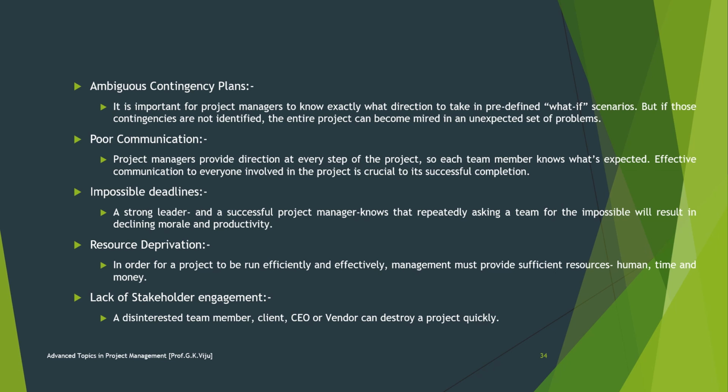Impossible timelines. During the project planning itself, we provide sufficient time, sufficient budget, sufficient schedule. In between, for example, if the project manager repeatedly asks the team to complete the project or a task before an impossible deadline, automatically it is a great challenge. Resource deprivation. In order for a project to be run effectively and efficiently, the management must provide sufficient resources like human, time, as well as money.